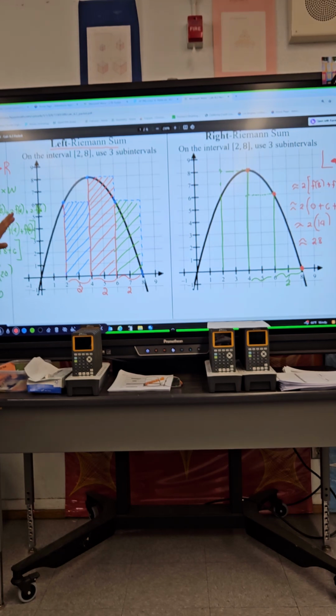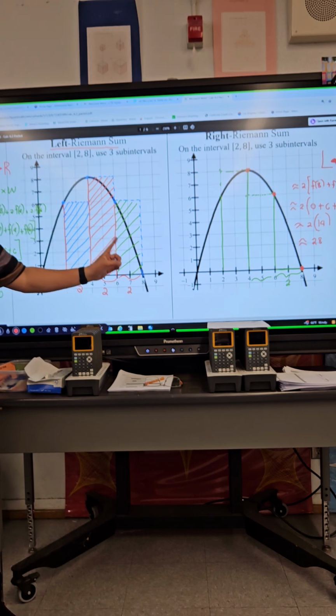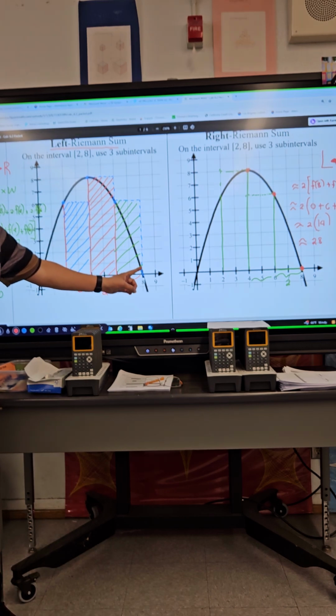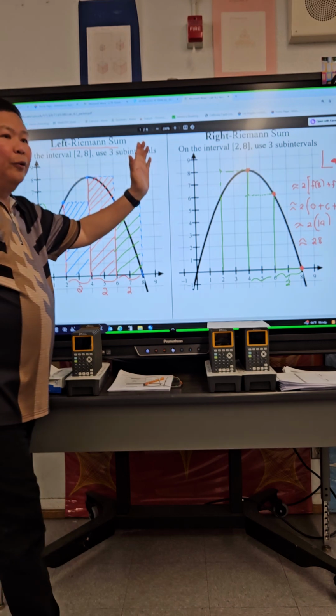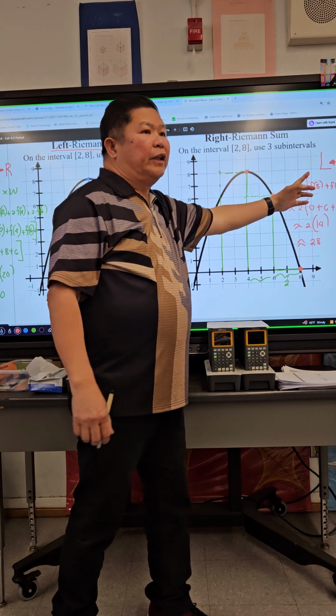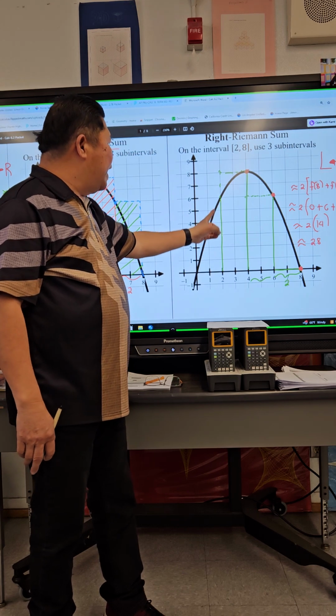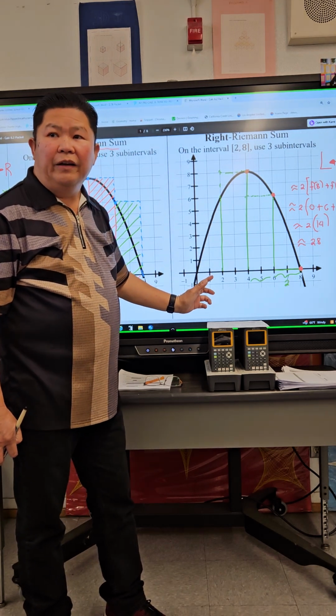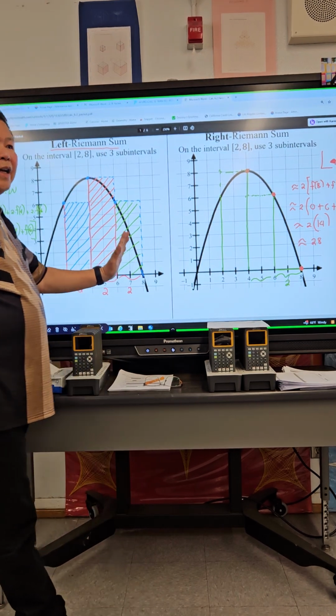Okay, now is the left and right clear? Now what you notice on left, you start on the left but the rightmost is not included. This is the rightmost, not included. For right Riemann sum, we start on the right but the leftmost is not included. Okay, clear, guys?